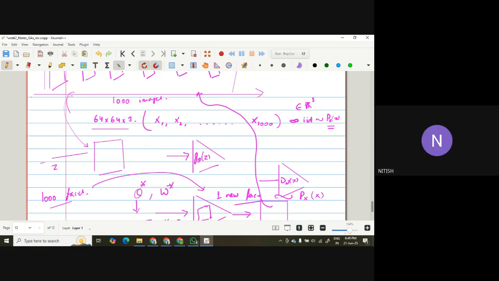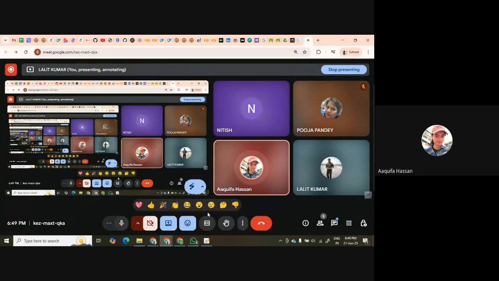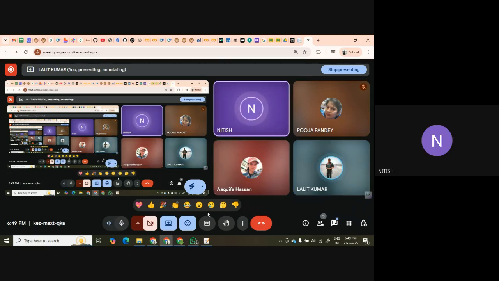P of X is an unknown distribution. We have got only samples from that. P theta is also unknown, but we are approximating it by using a neural network, because a neural network has the power to approximate any function. In deep learning we had learned this.